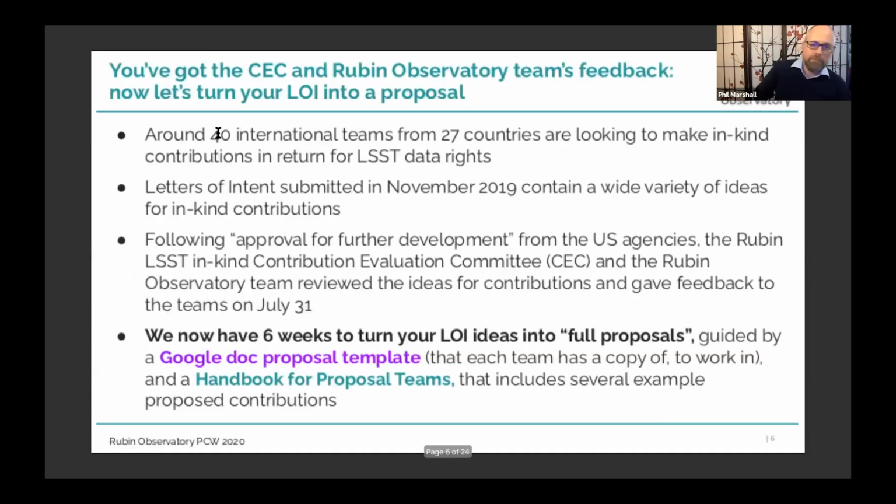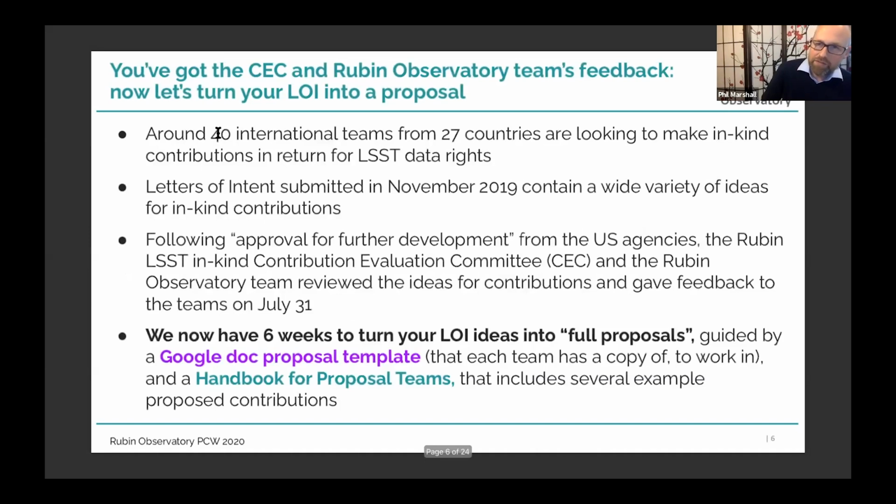Okay, so let's jump in. You received the feedback on July 31st. This is feedback written by Rubin staff and the CEC. And now our job together is to turn your letter of intent into a proposal. So where are we right now? You see 79 people in this section.